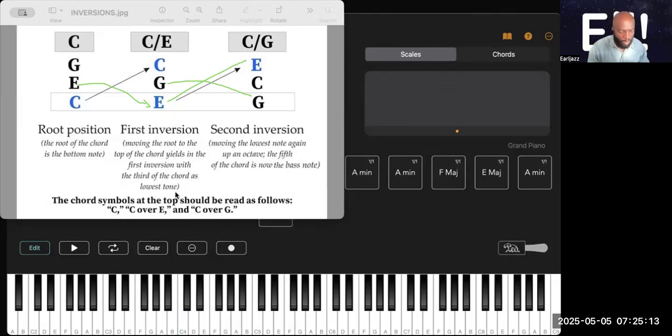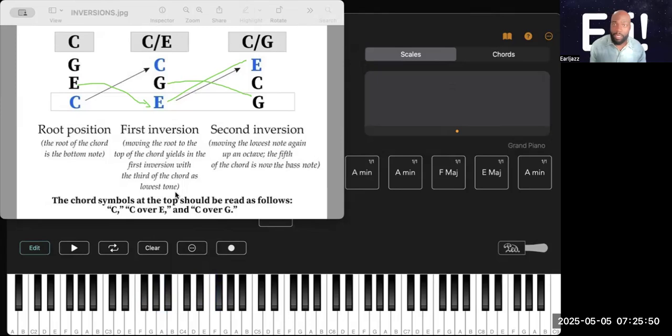Let's try D major. D major is D, F sharp, A. Those are the numbers 1, 3, and 5 of the major scale of D. So if we go here, first inversion will be what? Yes, I hope you got that correctly. First inversion will be D goes up. Second inversion will be F sharp goes up.